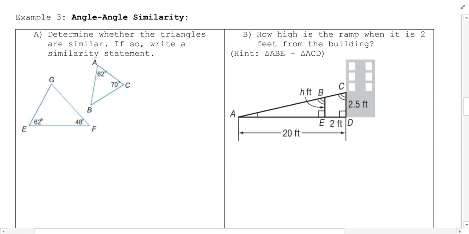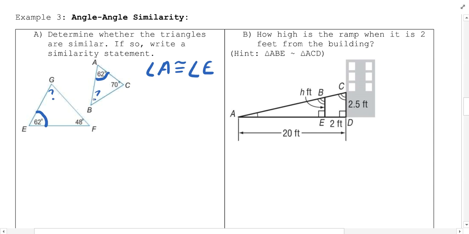So I notice right away I have one angle that's labeled 62, and I have another angle in the second triangle that's labeled 62. So I can see that angle A is congruent to angle E. That's something that I can see right off the bat. I don't have to do much calculating. However, when I look at my other angles that I'm given, I notice that I have 48 and 70. Now I can't just assume that this is not similar because those are different, because what about that third angle?